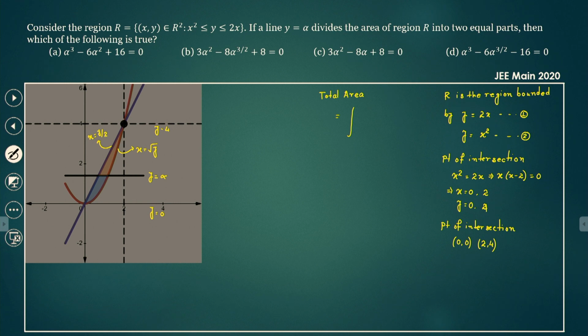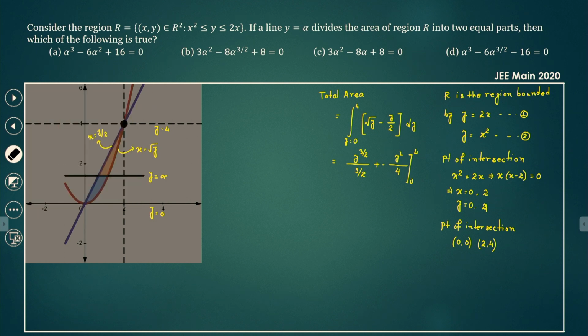So the integration will be from y is equal to 0 to y is equal to 4. My rightmost curve is root y and the leftmost curve is y by 2. That gives the total area with respect to dy. Let's calculate that. It gives y to the power 3 by 2 divided by 3 by 2, minus y square divided by 4, with limits 0 to 4. That completes the integration.